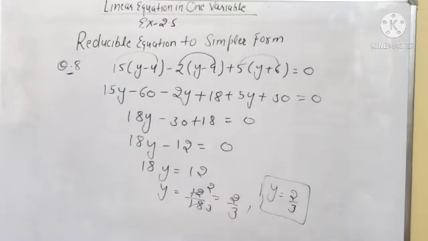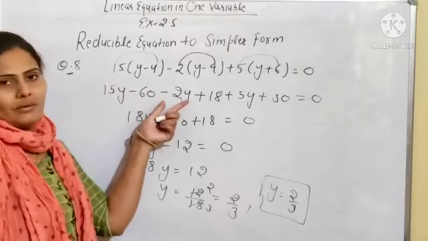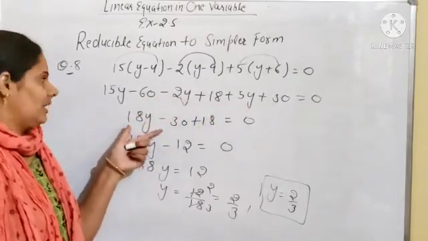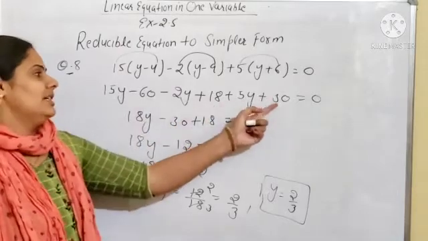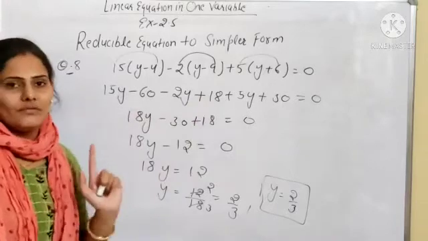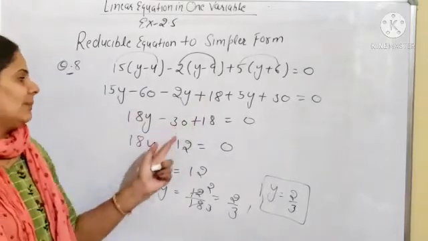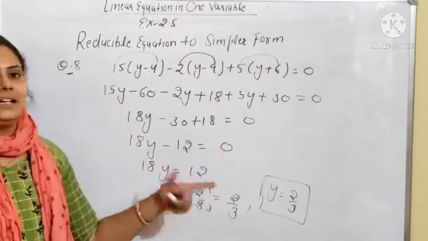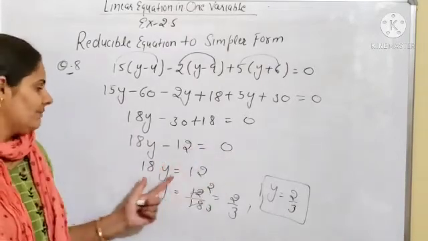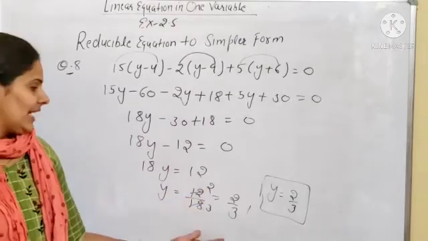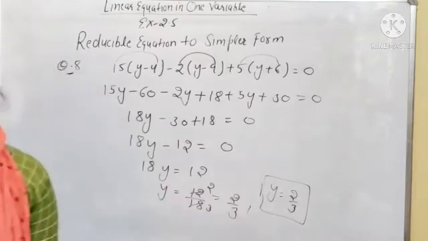Clear? Now second step, you will equate the variable. So 15y minus 2y you will get 13y, 13 plus 5 you will get 18y. Minus 60 plus 18 plus 30. So minus 60 plus 30 you will get minus 30 and plus 18 is equal to 0. Now 18y minus 30 plus 18 you will get minus 12 is equal to 0. Now 12 you will take right hand side. So 18y is equal to 12 and y will be equal to 12 by 18. So you can cancel out by 6. 6 2s are 12 and 6 3s are 18. So what will be the value of y?